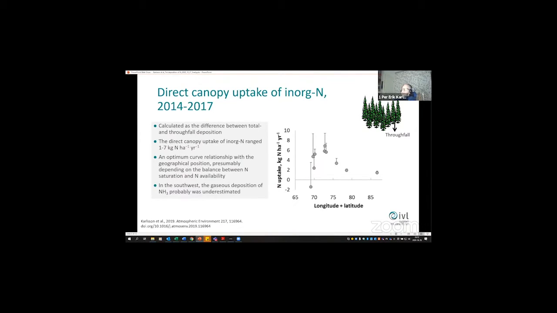And then we have an optimum curve. So in mid-Sweden, there is uptake in the canopy of up to 6 kilograms of nitrogen per hectare per year. And then it declines towards the north. And I think this is the balance between the nitrogen availability, because in the north we don't have more deposition than around 1 to 2 kilograms of nitrogen. But in the south, the decline there could be a sign of nitrogen saturation in this kind of Norway spruce forest. So that was for those 4 years.